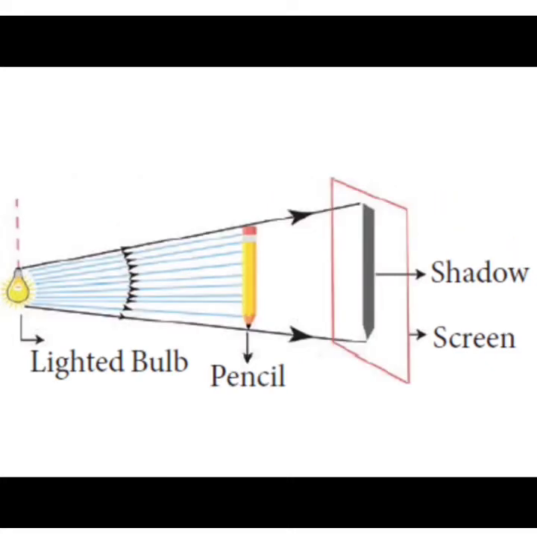Second activity. Here we used a bulb, a pencil and a screen. Now, the pencil is placed in the path of the light rays coming from the bulb. What can you observe? A shadow of the pencil appears on the screen. So we can learn that the size of the shadow is proportional to the size of the opaque object.